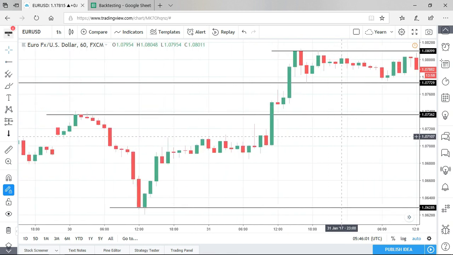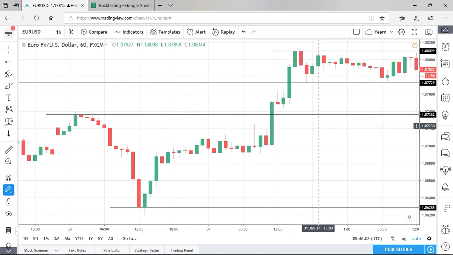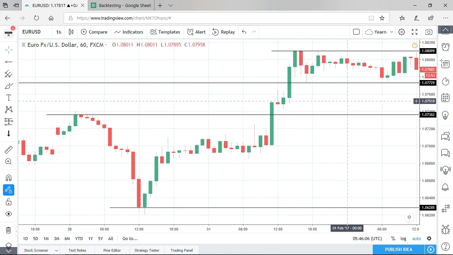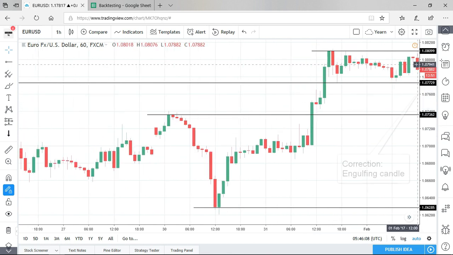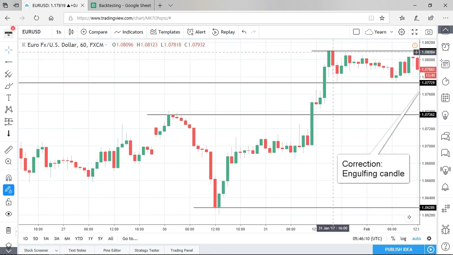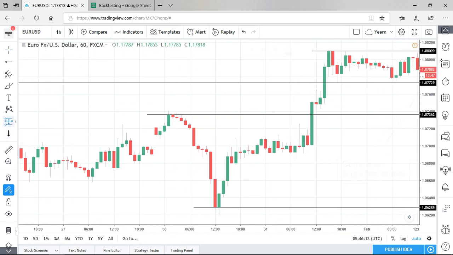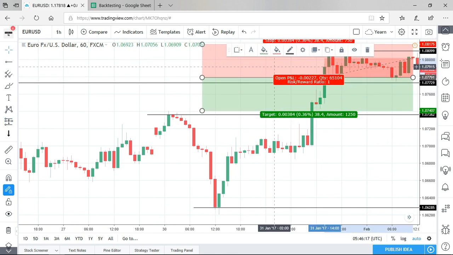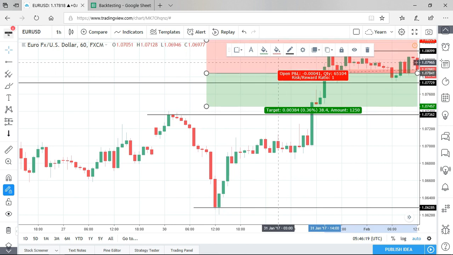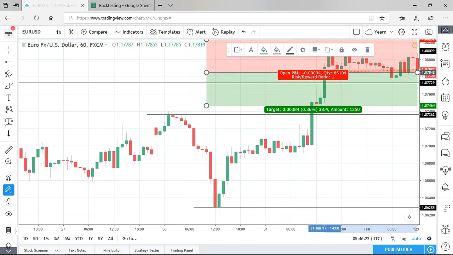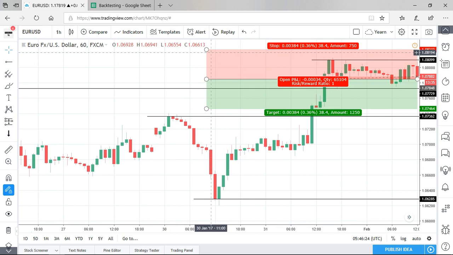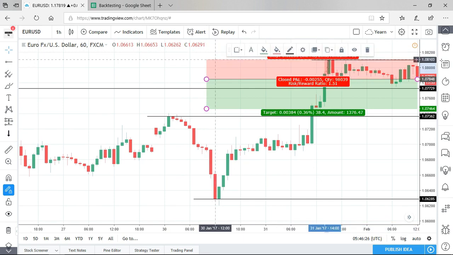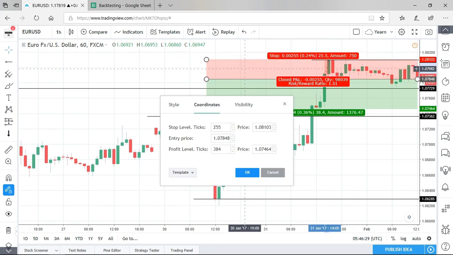Now we're going to scroll forward candle by candle until we find a setup that meets all our rules. And as you can see, we've actually got a pin bar right here at this resistance level. So we're just going to get this risk reward tool over here. The entry is going to be right below the candle, and the stop loss is going to be just above the candle. And then the risk reward for this trade is going to be 1 to 2.